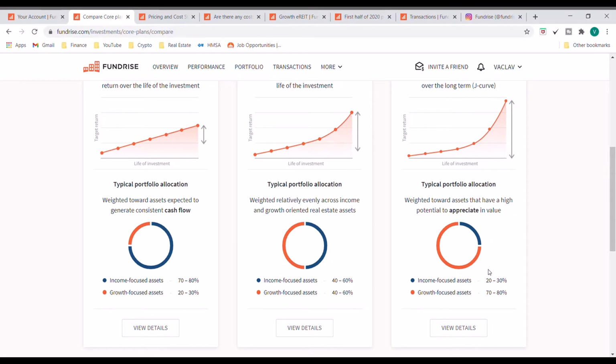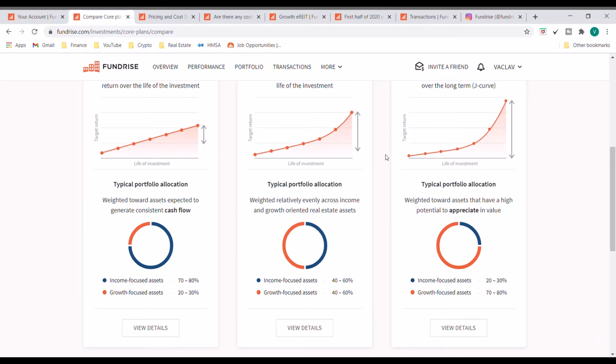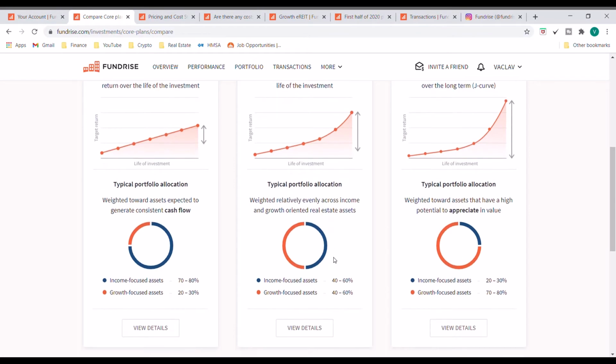Then on the other side, you can choose long-term growth, which won't pay much in the beginning, but overall it will start curving up. So this focuses less on a dividend payout and more on appreciation. What I was investing with was the balanced investing, and that's just because I wasn't really sure how long I want to keep my money in. So I felt like in a shorter amount of time, it's better for me to go with this, so I can see more of a payout in the beginning, but also get some of the appreciation eventually.